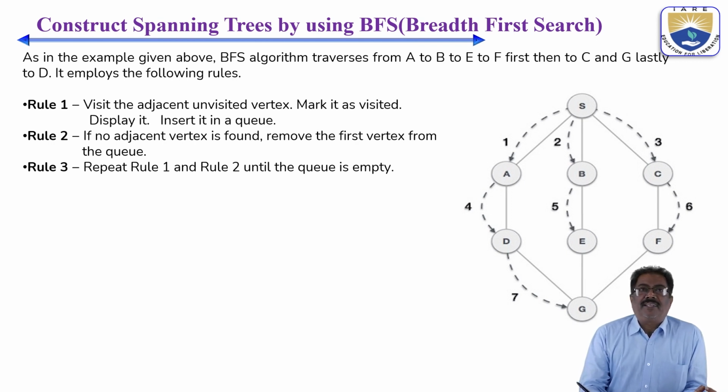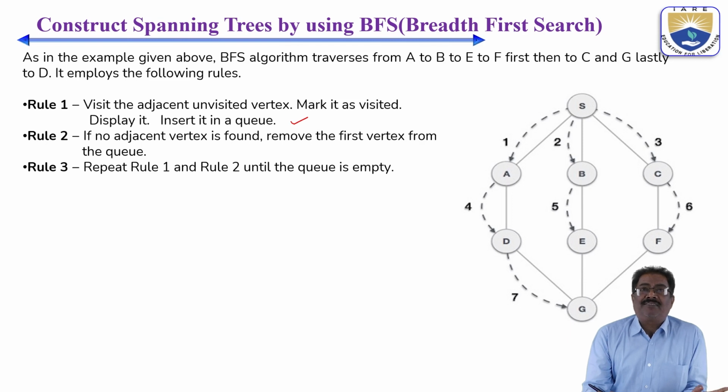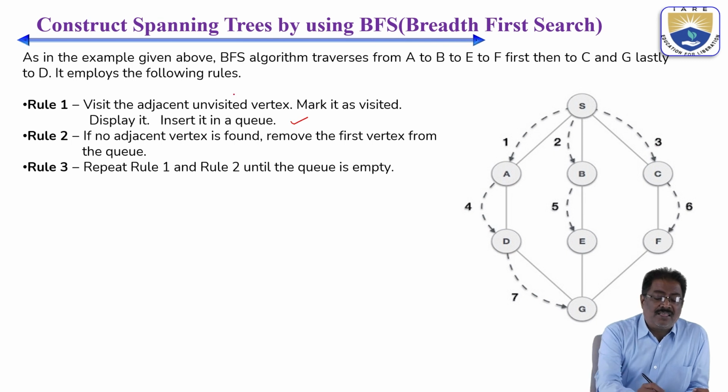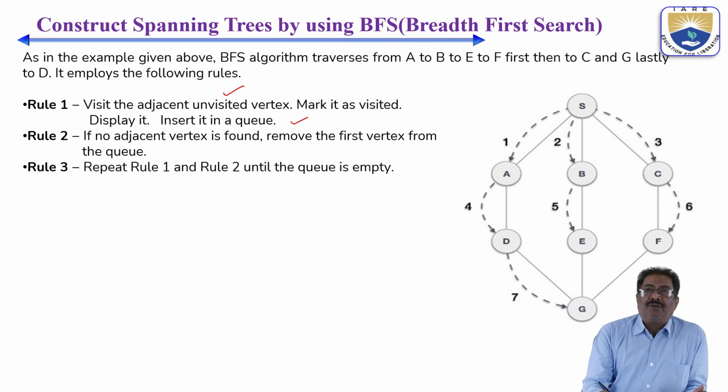So here we are going to consider a queue Q. Step or rule 1: visit the adjacent vertices, select any one vertex. From that vertex you have to consider all the adjacent vertices and insert them into the queue. These are the three adjacent vertices that will be there, and from these you select any one.